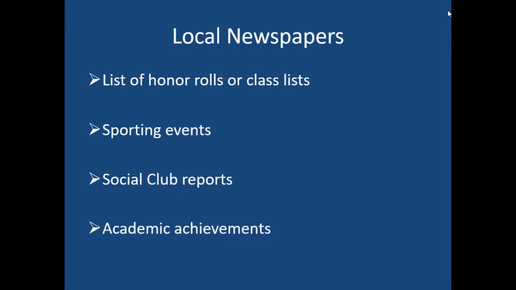And academic achievements. Many of our ancestors had academic achievements, and so maybe it was reported in the local newspaper. I would look for things like this also in the school newspaper, and maybe they were in both. Newspapers are one of my number one things that I go to try to find information in the local area.